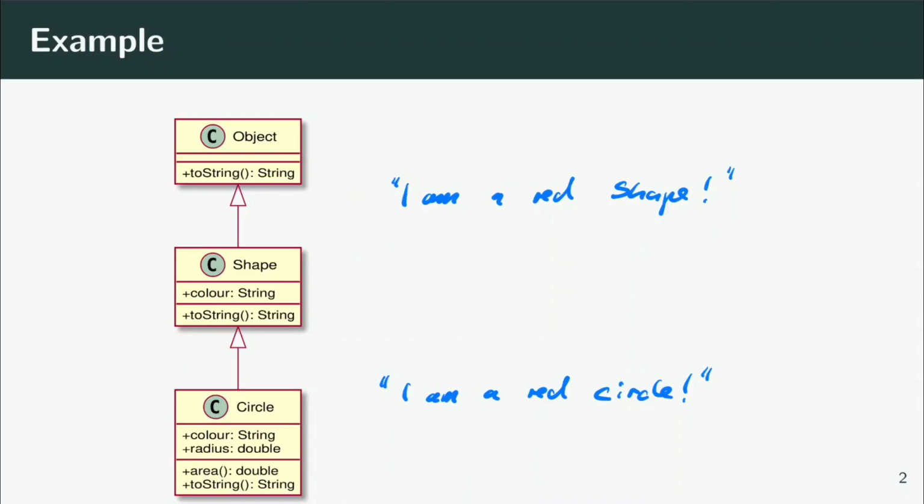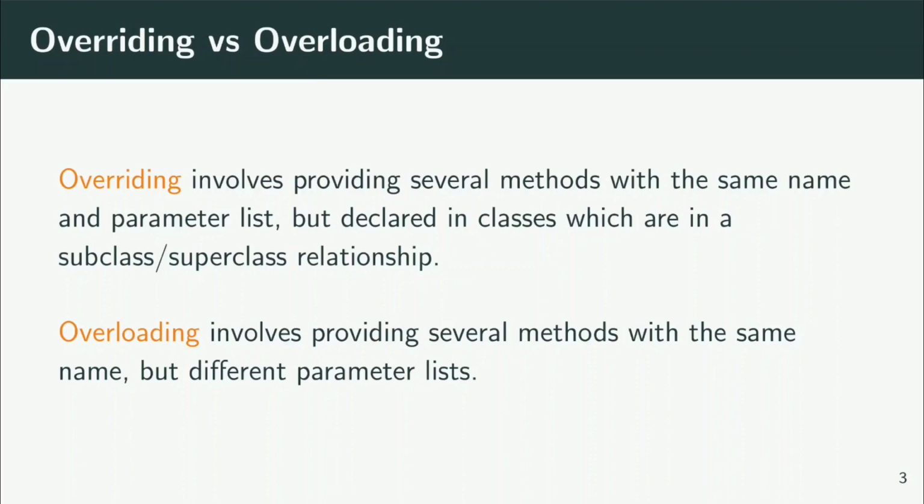Finally, let me say that overriding is not the same as overloading, although the terms sound very similar. Overloading describes the fact that you would have several methods with the same name, but different parameter lists. So for example, you could have different constructor methods with different default parameters.